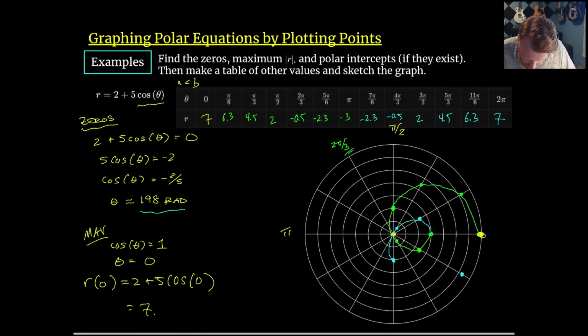At 4 pi over 3, 5 pi over 3, 3 pi over 2, 4 pi over 3, 5 pi over 3, I want 4.5. 1, 2, 3, 4.5. Okay, there we go. I think maybe I was off a little bit on that one before.